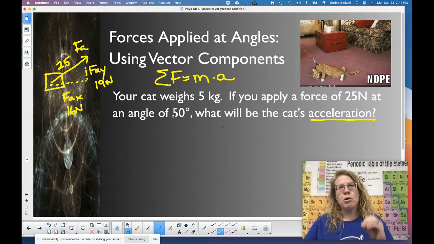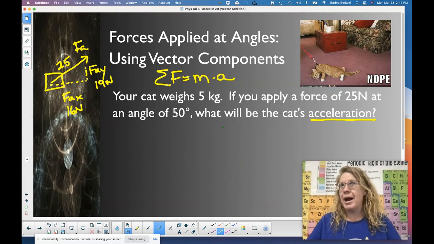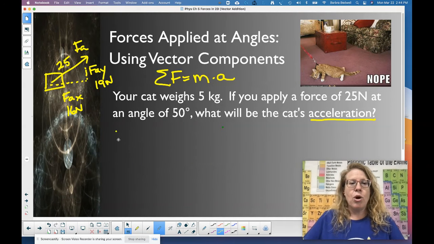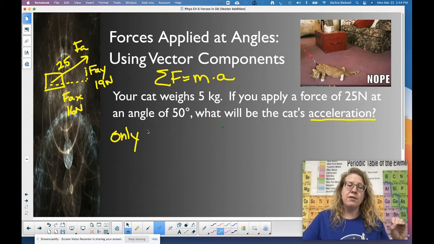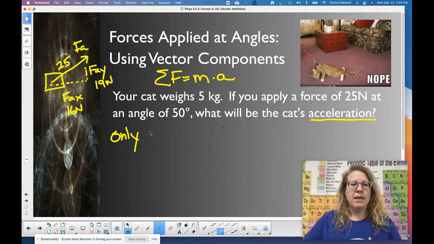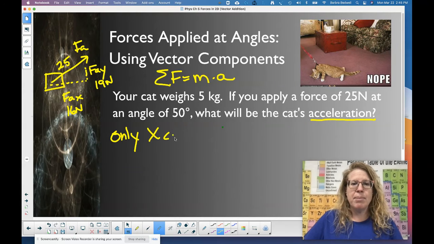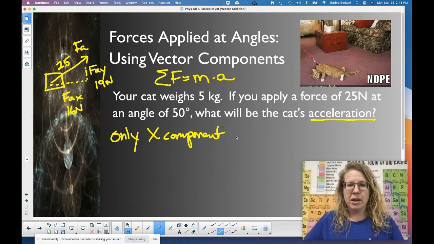It turns out when we're applying forces at angles, when we're dragging something across the floor, it's only, and this is the important part, only the component of the force that is actually in line with the movement that is doing the work. So only in this particular case, the x component is adding to acceleration, is used for acceleration.